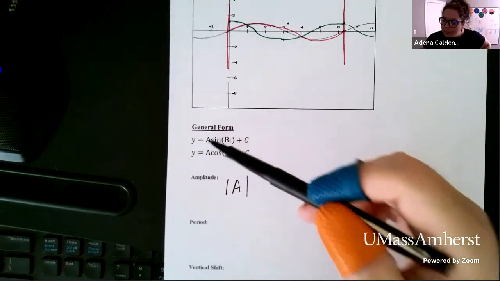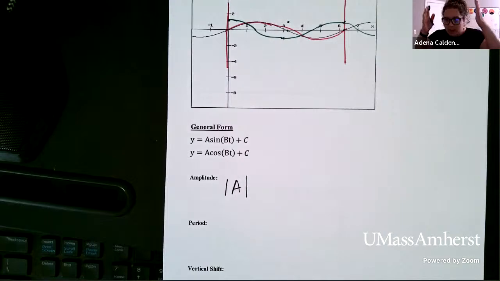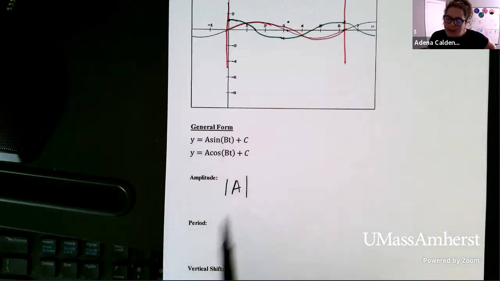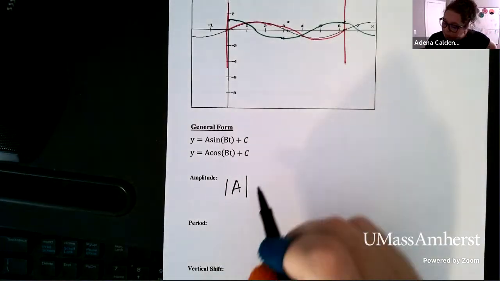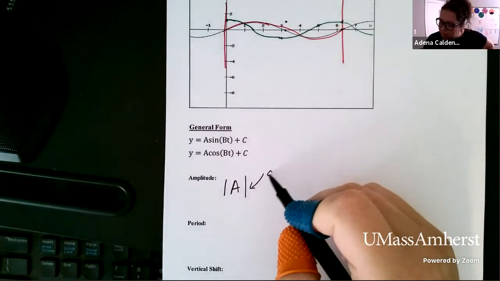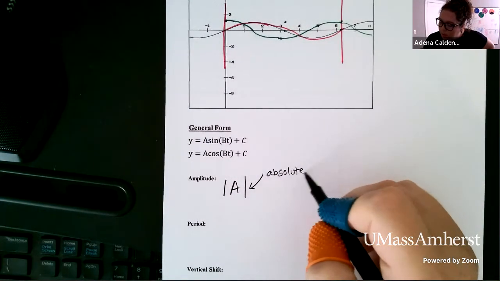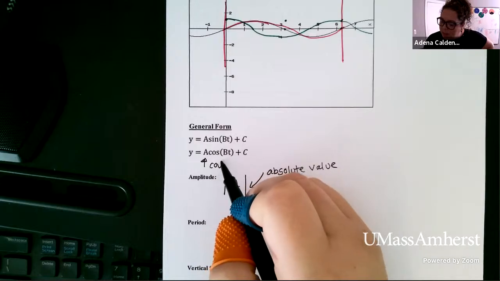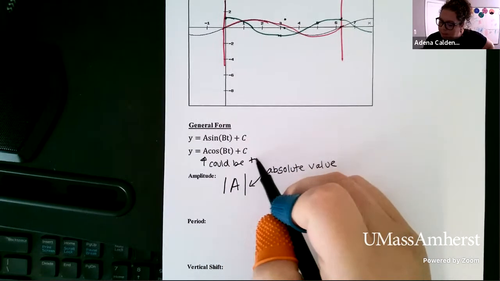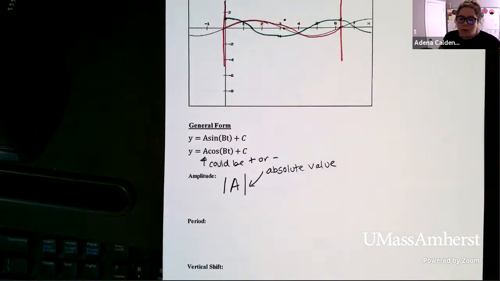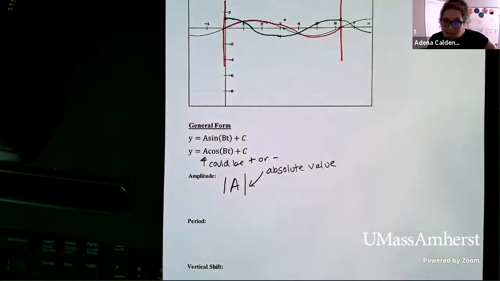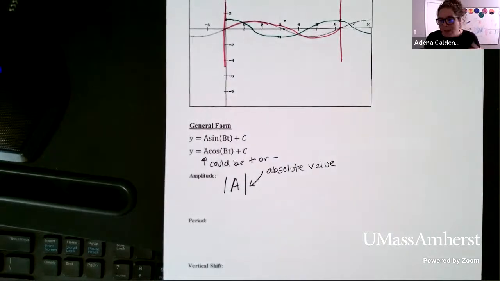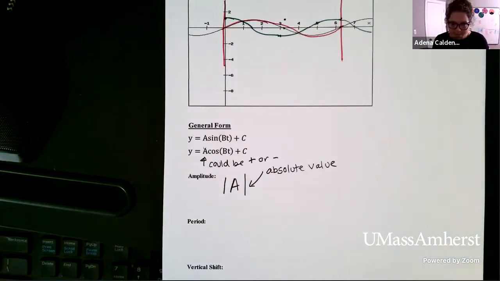That amount is a. Since we report amplitude as a positive number, we take the absolute value of a to get the amplitude. Now, it's really important that we notice that this is the absolute value, but that when we're coming up with our equations, a could be positive or negative, right? So if we know that the amplitude is 5, when we come up with our equation, that means this could be 5 or negative 5, and we have to figure that out based on the picture that we're seeing, okay?